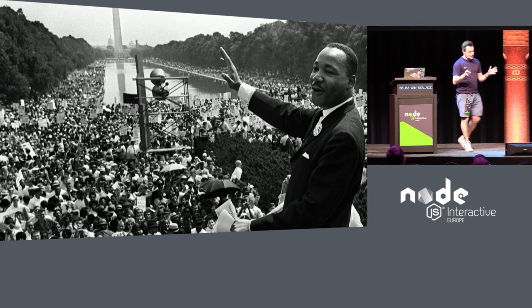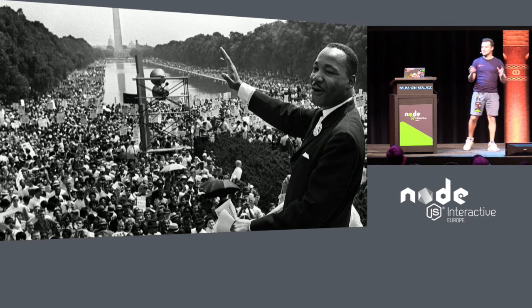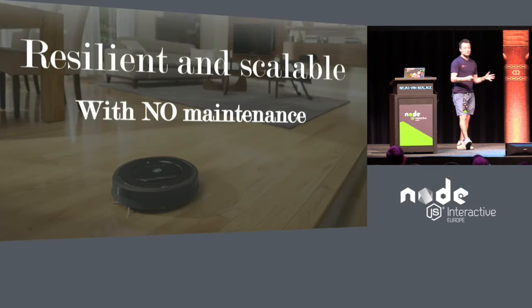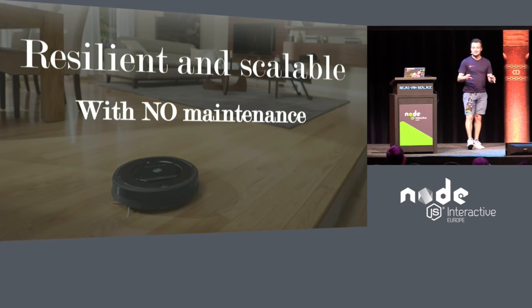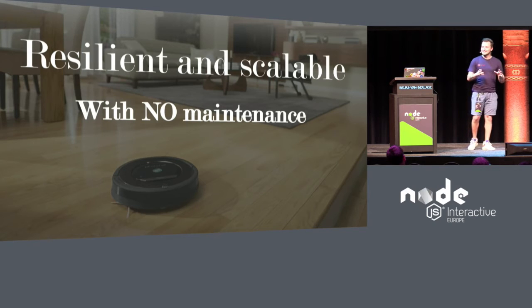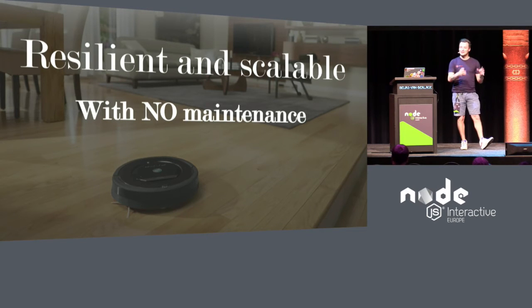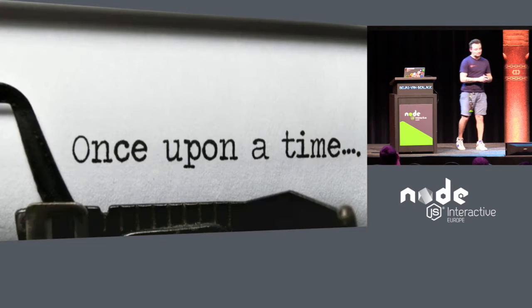But at the same time, I really have a dream. You know, it's not really nice to be called in the middle of the night that something is crashing. So what you want to do is build resilient and scalable services with no maintenance. A little bit like the Roomba, which is the dream of every man. It's a simple machine. It goes through your house, and it does all the dust cleaning. Fantastic. Can save a lot of time.